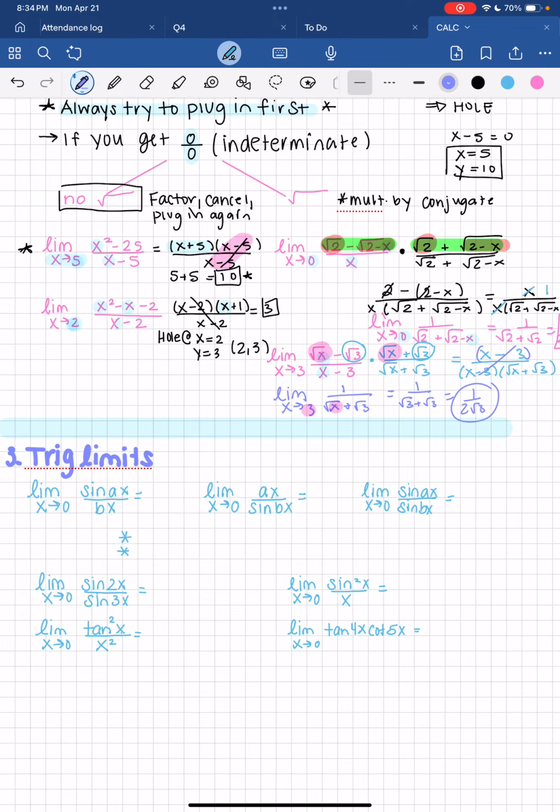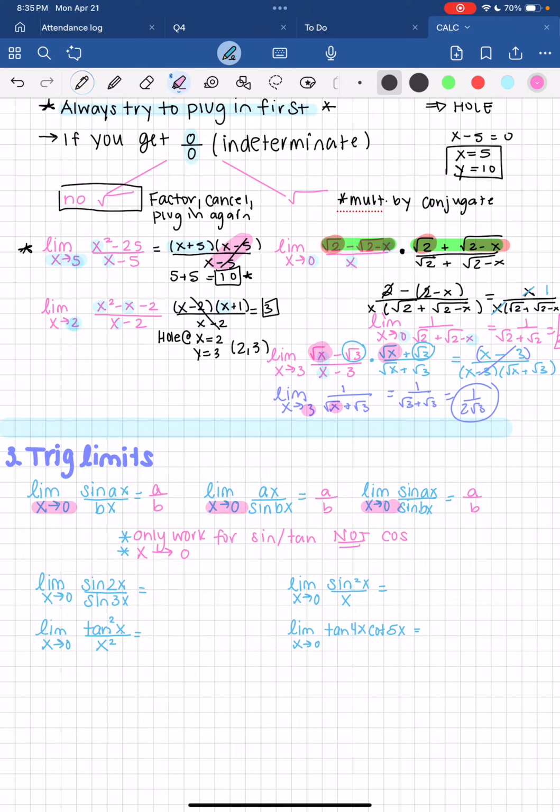All right, let's go through some trig limits. So for trig limits, you're going to want to memorize these right here. I have the 3 rules up top. As long as x is approaching 0, that's the biggest thing, you're able to say that all of these are equal to a over b. And these rules only work for sine and tangent, not cosine.